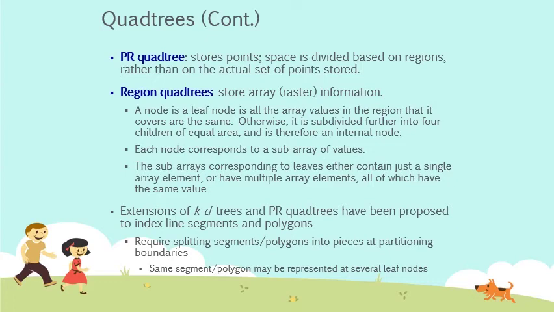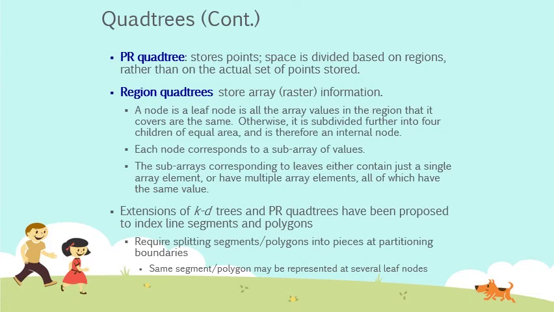We can use region quadtrees to store arrays, which is raster type information. A node in a region quadtree is a leaf node if all the array values in the region that it covers are the same. Otherwise, it is subdivided further into 4 children of equal area and is therefore an internal node. Each node in the region quadtree corresponds to a subarray of values. The subarray corresponding to a leaf either contains just a single array element or has multiple array elements, all of which have the same value.